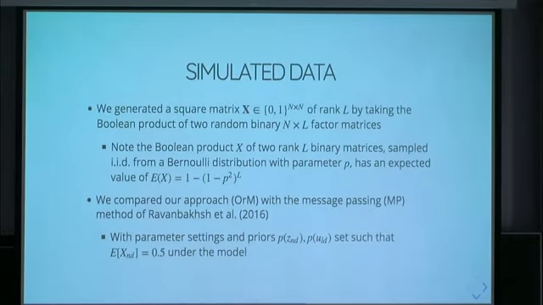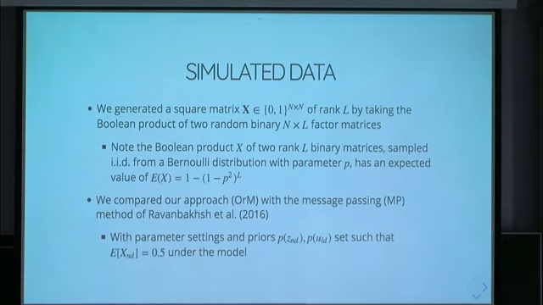Okay, so here are some experiments. We generated a square matrix, n by n, of rank L by taking the Boolean product of two lower dimensional Boolean matrices, n by L. So this is square, and both Z and U are going to be n by L.